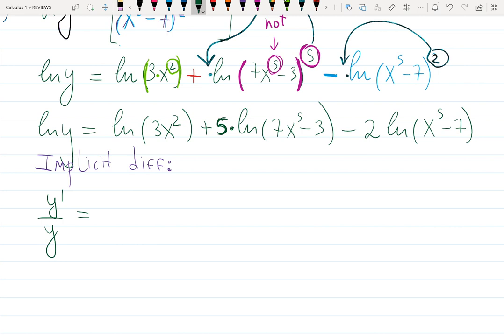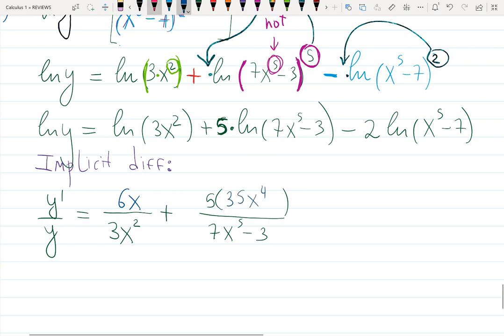Derivative of log of 3x squared will be 1 over 3x squared times the derivative of the function inside by chain rule, which is 6x. You see how I'm saving space? Putting the times part right in the numerator. Now, 5 over 7x to the 5 minus 3 times, based on the chain rule, the derivative of the function inside, which is 35x to the 4. And the last piece, minus 2 over x to the 5 minus 7 times the derivative of the function inside, which is 5x to the 4.